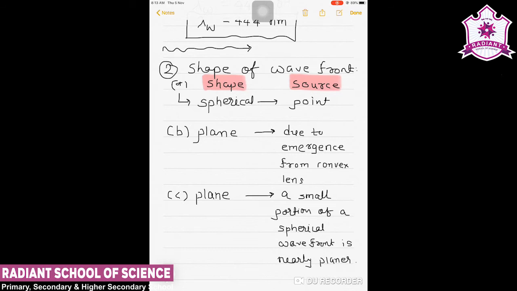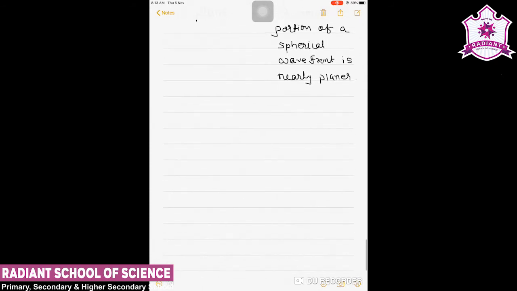So in all these cases the shapes of the wavefront are given. Now we will move towards example number 3. In this example number 3 we are again provided a simple piece of information: the refractive index of glass is given. So mu of glass is given here as 1.5.